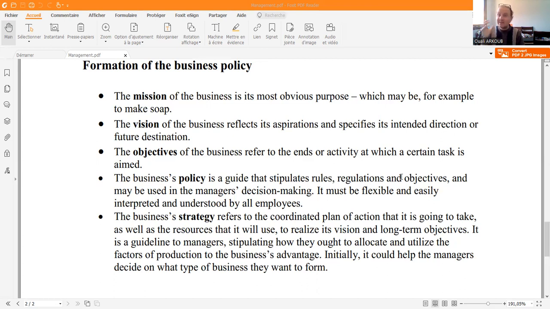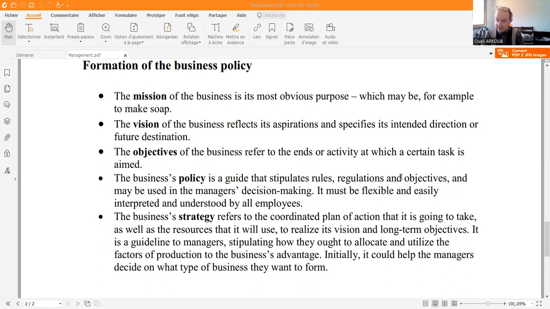We have now the business strategy, or the enterprise or organization strategy. It refers to the coordinated plan of action that is going to be taken, as well as the resources that we use to realize its vision and long-term objectives. When we talk about strategy, we mean a period of 5 years, a strategy of 10 years, 20 years, 50 years. Strategy means long-term objectives and a long-term vision.